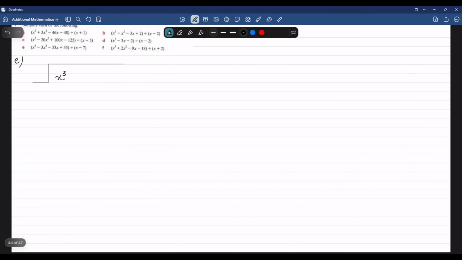Now I've got x cubed minus 3x squared minus 33x plus 35. Now we'll divide this by x minus 7. Again, I'm going to make a partition here.